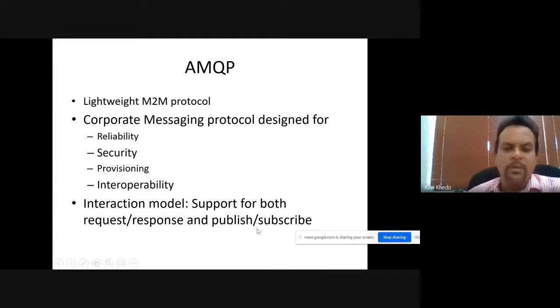CoAP, you recall from last week, is mainly based on the HTTP interaction model, allowing your IoT to communicate to the internet, that is in HTTP. So it is mainly request-response. And obviously our MQTT was where you have a broker and everything, publisher, subscriber. So this is a publish-subscribe methodology. Whereas here, when we're talking about AMQP, it supports both. Both are available in AMQP. Let's proceed.